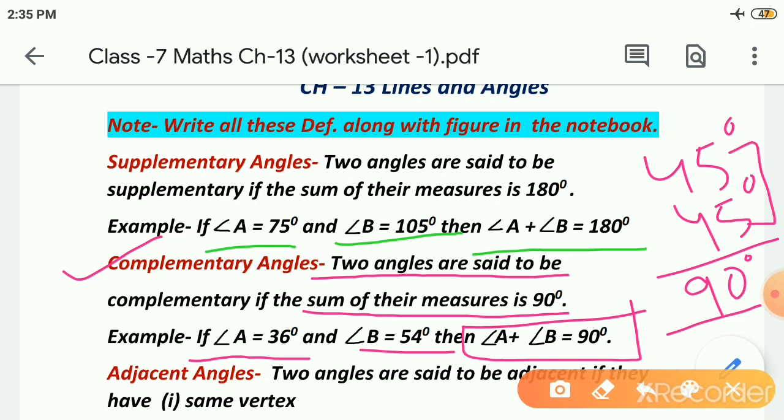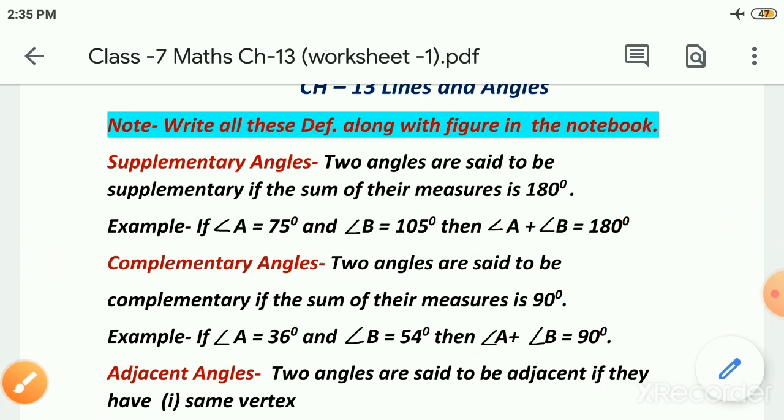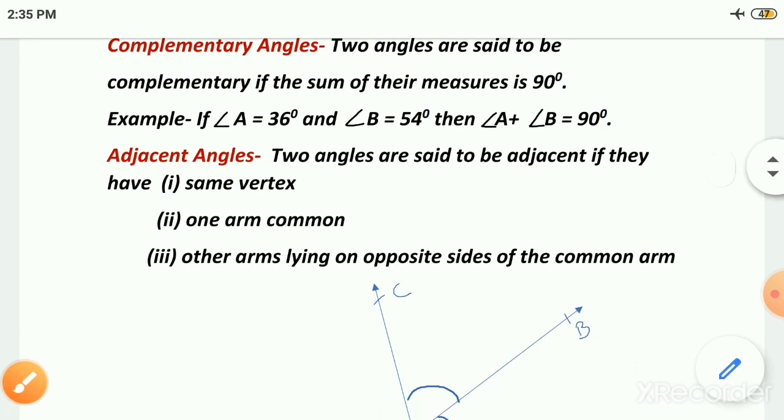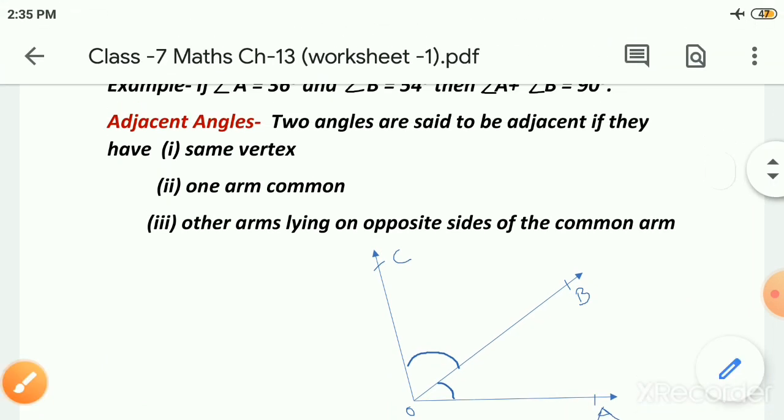I can take another example like 30 degrees and 60 degrees, because their sum is 90 degrees. So we can say that 30 degrees and 60 degrees are also complementary angles. Is that clear? Now let's move further. Adjacent angles. Adjacent angles are again a different type of angle.